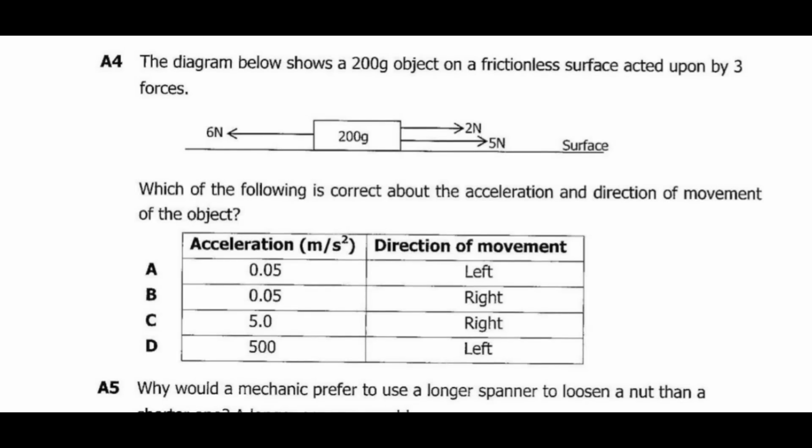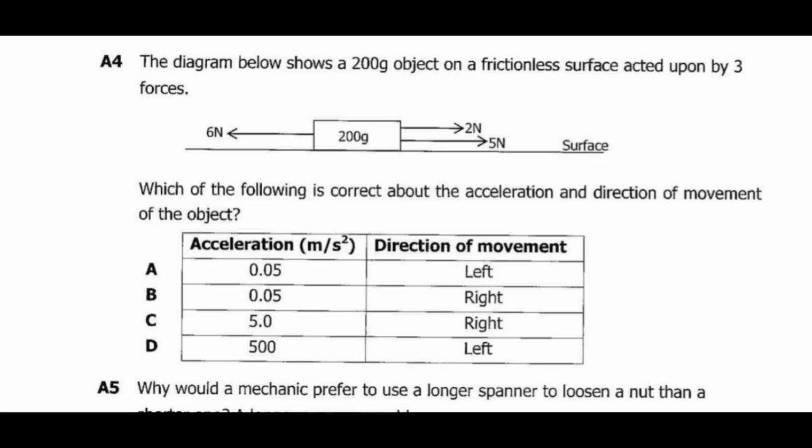The diagram below shows a 200 grams object on a frictionless surface acted upon by 3 forces. Okay, then let's look at it. So there is a 6 Newton force which is pulling this object toward the left. Then we have 2 forces which are pulling this one in an opposite direction on the right side. Now let's look at the question. Which of the following is correct about the acceleration and the direction of movement of the object? So we'll first begin by finding the acceleration.